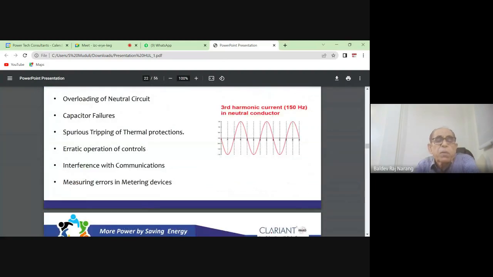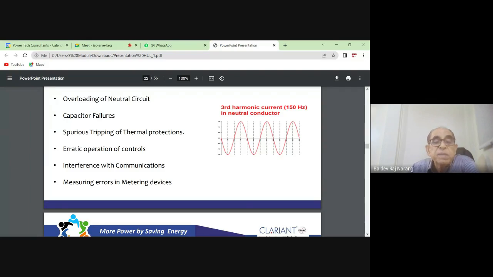Then we have erratic operation of controls. Similar to the equipment we discussed, the operations are not normal. The things are not designed for harmonic current, so there is a problem in their operational characteristics. Similarly, the controls are also designed for 50 Hertz, so the controls also will operate erratically. Then we have interference with the communications also. And even the meters start misreading and give erratic readings because of the harmonics.